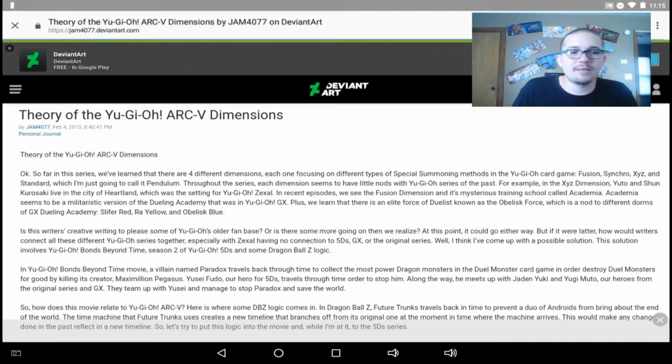Well, that's where Bonds Beyond Time comes in. Now, we know that Bonds Beyond Time happened sometime during 5Ds, so it is very possible that Paradox traveled from the same future that the three Iliaster Emperors, Z1 and Aporia are from. Only instead of thinking Synchros are the issue, he thinks the entire game of Duel Monsters is the issue. So he's planning on killing Maximillion Pegasus to end the game entirely. Well, along the way, he makes three stops. One stop in the 5Ds era, one stop in the GX era, one stop in the original series era. Well, he runs into Yusei, then Yusei uses the Crimson Dragon to go back and stop him. Along the way, he picks up Jaden and then meets up with Yugi. They get into a duel and stop him.